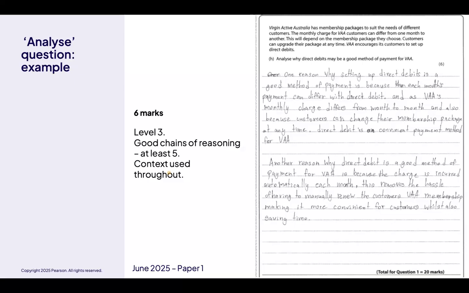So if we have a look at the second paragraph here, can I talk you through this in terms of identifying these chains of reason? Another reason why direct debit is a good method of payment is because the charge is incurred automatically each month. There's the point. This removes the hassle of having to manually review. That's a development point to customer VA membership, making it more convenient for customers. That's another development point, whilst also saving time. Debatable about whether that's a third development point, but in the entire answer, you're looking for 5 linked strands of development to get to level 3.